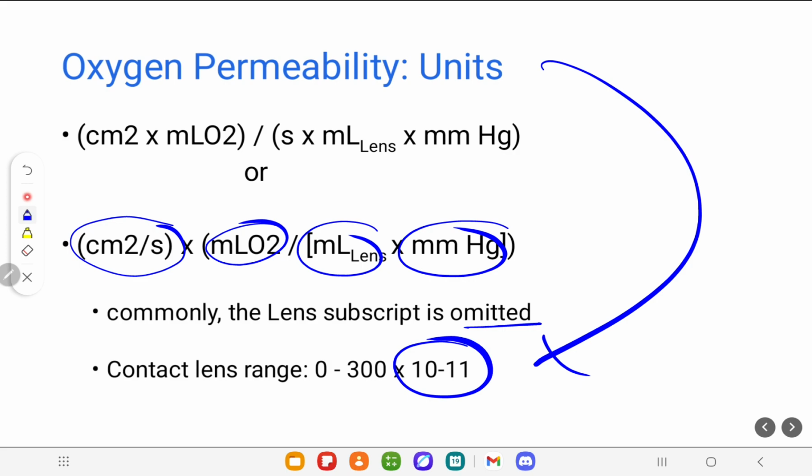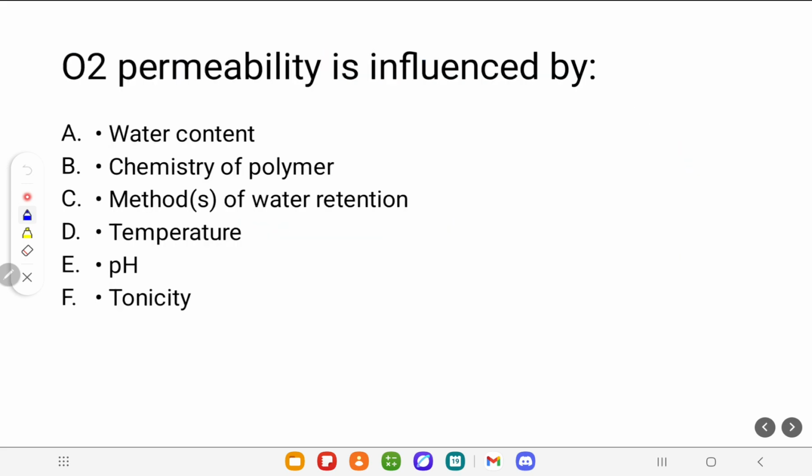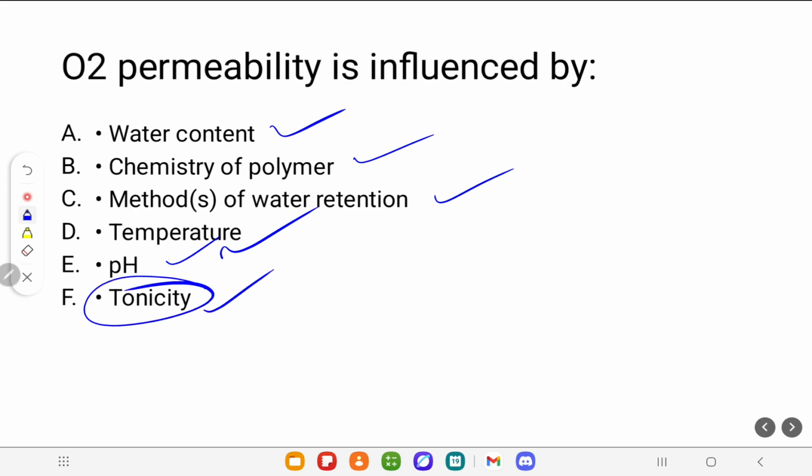Whenever you see 10 to the power minus 9, it will be oxygen transmissibility, Dk/t, not Dk. So Dk is 10 to the power minus 11, and ranges in contact lens from 0 to 300. I think 300 is in silicone elastomer. Permeability is influenced definitely by water content in hydrogel contact lens, not in silicone hydrogel contact lens, and definitely not in RGPs. Yes, and chemistry of polymer, method of water retention, temperature, pH, and tonicity, because tonicity directly affects the water content. So these are the things you must understand.